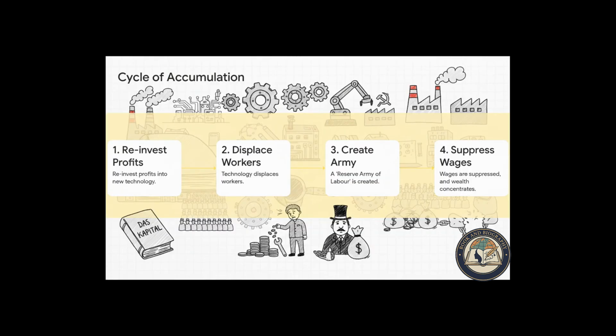And once the system gets going, it creates this powerful, self-perpetuating cycle. It goes like this. Capitalists are driven by competition to reinvest their profits into better technology. But that new technology often makes workers redundant, which creates what Marx called a reserve army of labor, a pool of unemployed people. This reserve army then has to compete for the few jobs available, which puts downward pressure on wages for everyone. Lower wages mean higher profits, which leads to even more reinvestment, and the whole cycle starts over again, concentrating wealth in fewer and fewer hands.